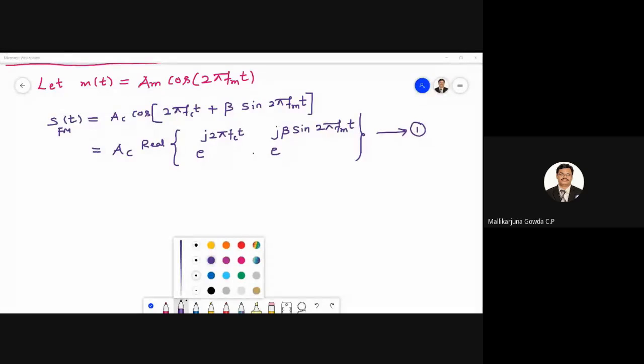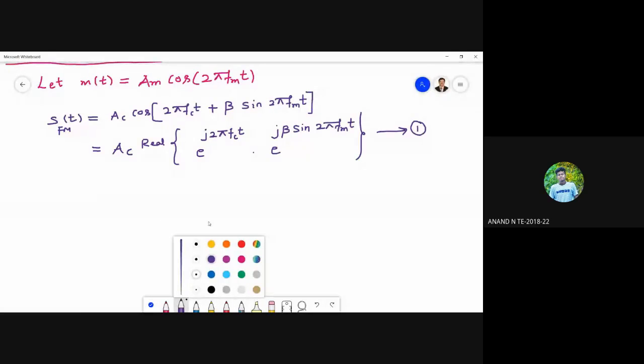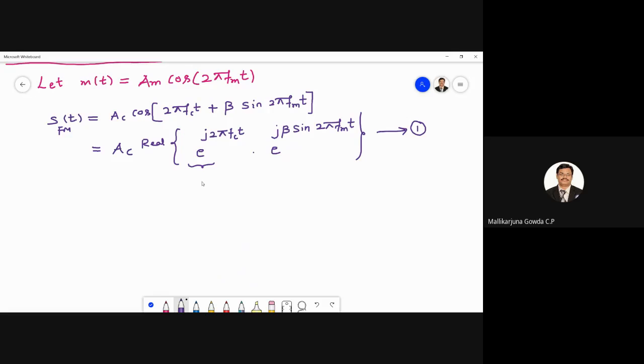Yes, what is the second exponential term I have written? Anand? See, I could express A_C cos of something in terms of exponential form. In that, I said the second term is what? If I take this as the first term, and this exponential as the second term.